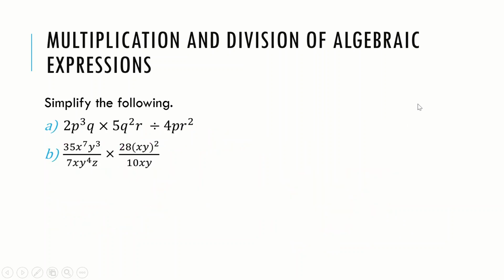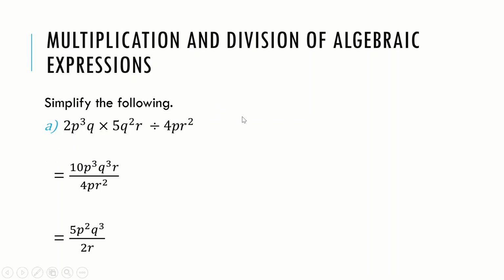Okay, next. Multiplication and division of algebraic expressions. So simplify the following. So you look at this. So remember, when you divide two algebraic expressions, you can cancel the same variables.